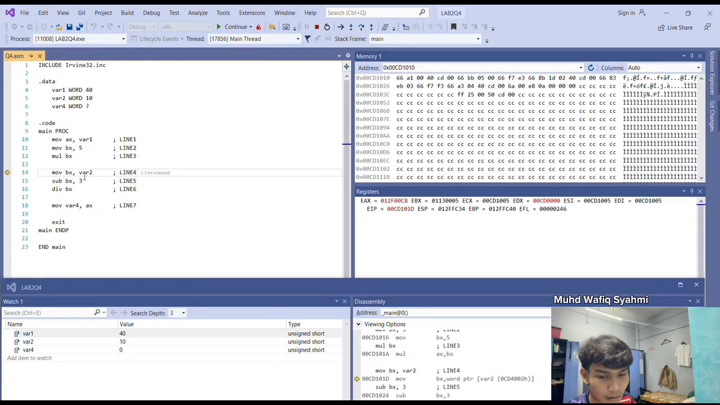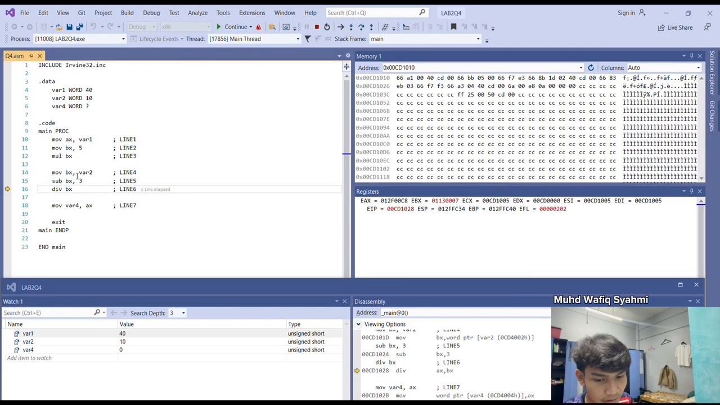Okay, next we go to line 4. Line 4 shows mov BX, var2. var2 is equal to 10, right? Then after execution we see that BX equals 10. Then line 5 is sub BX, 3. What does that mean? We subtract 3 from the 10 in line 4. Then we get BX equal to 7.